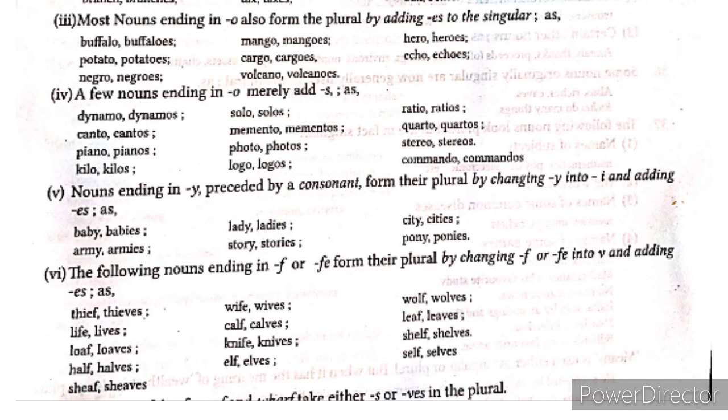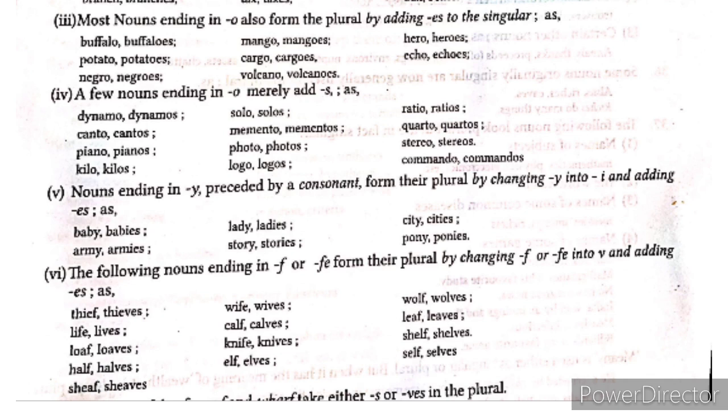So what will we do to form the plural noun from these singular nouns? We will remove y and put i in place of y and add es to it. For example, baby. So we will remove y, add i to it, and es.